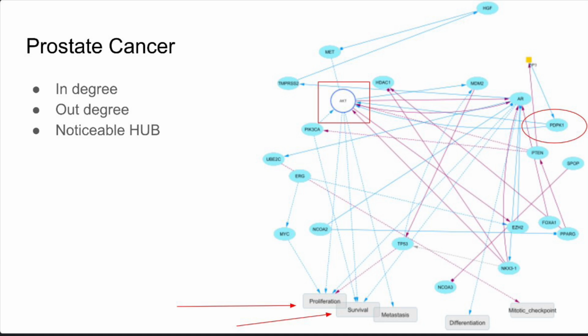So AKT interacts directly with 11 nodes, making it a significant hub. This includes both in and out degrees, showing that AKT regulates many other genes and is also regulated by genes.